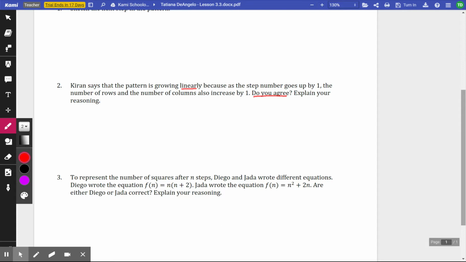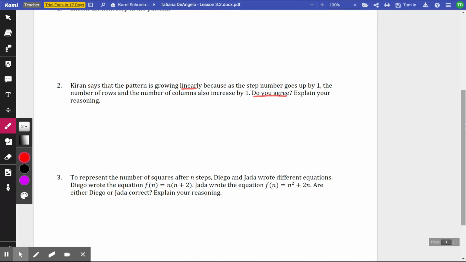Number 3 says, to represent the number of squares after n steps, Diego and Jada wrote different equations. Diego wrote the equation f of n equals n times n plus 2. Jada wrote the equation f of n equals n squared plus 2n. Are either Diego or Jada correct? So this one is asking, are either of them correct?